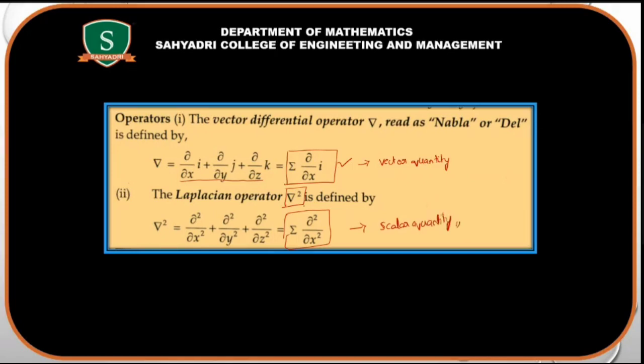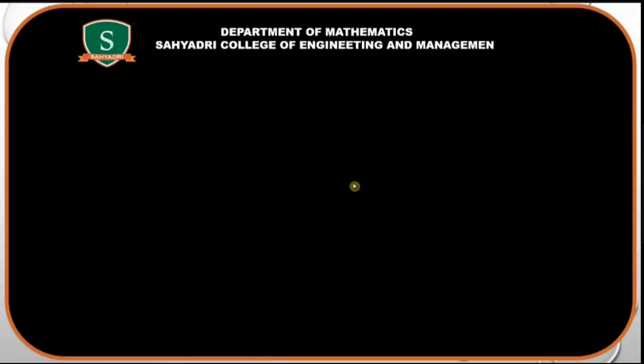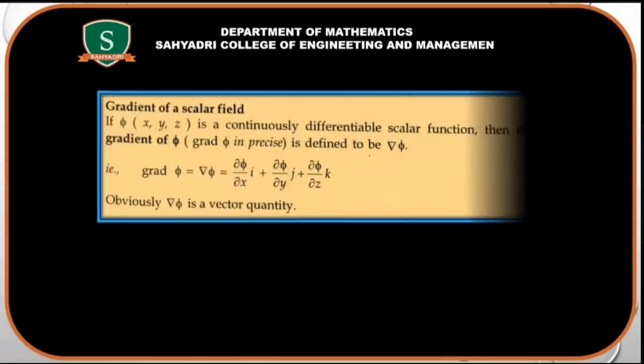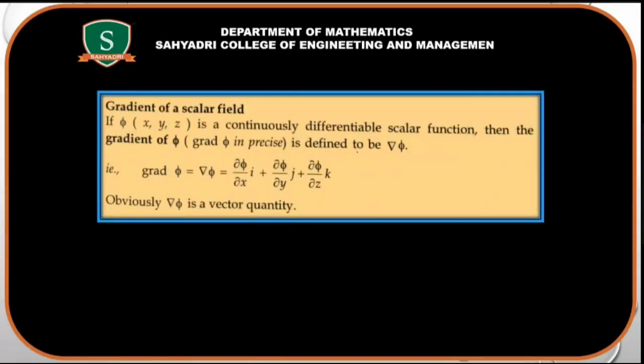Is it fine? So del square is represented as a scalar quantity and del is represented as a vector quantity. Clear? So let us see how we'll apply these operators for a vector point function or scalar point function. So first we'll discuss the gradient of a scalar field.